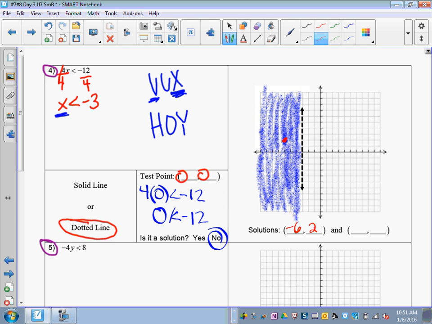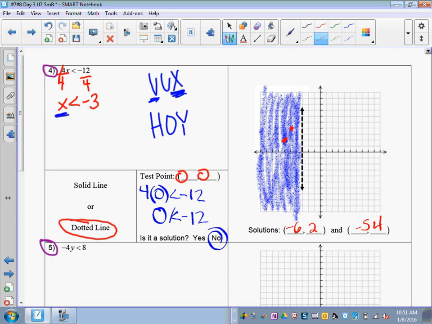Alright, so what would be another solution to my inequality here? Negative 5. Negative 5 what? Good. Negative 5, 4. 1, 2, 3, 4, 5. Up 1, 2, 3, 4. So negative 5, 4 falls in my shaded region. So that's my solutions.